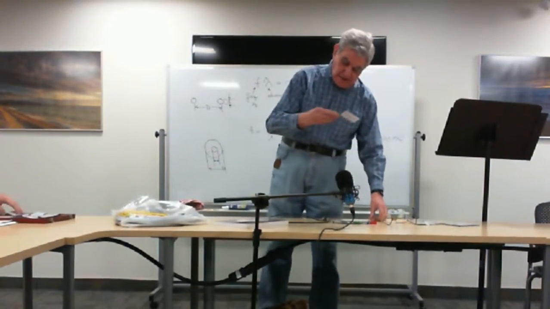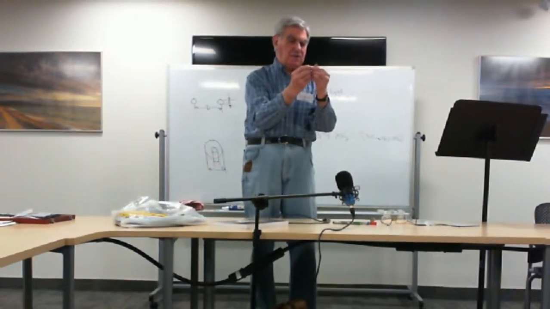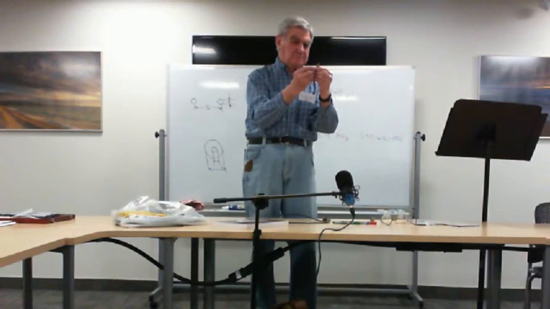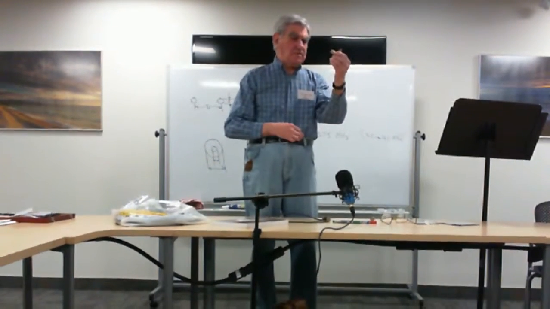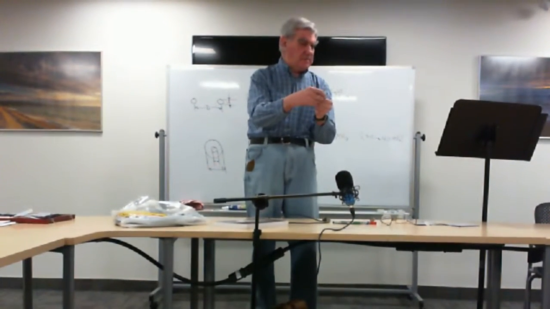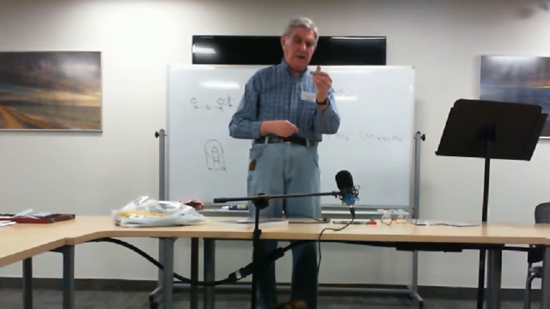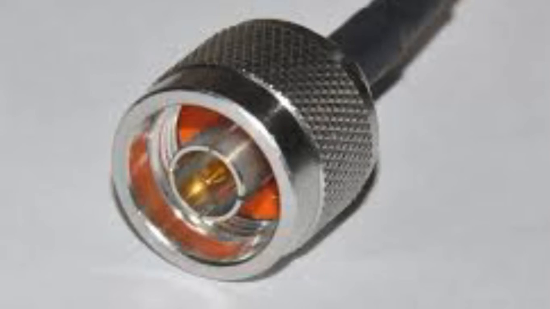First, I have here an N right angle connector. This is one of the many, many different varieties of connector that are available. This is sort of an adapter sort of thing to go around corners, but it illustrates both what the male and female look like, because it's female at this end and it's male at the other end.